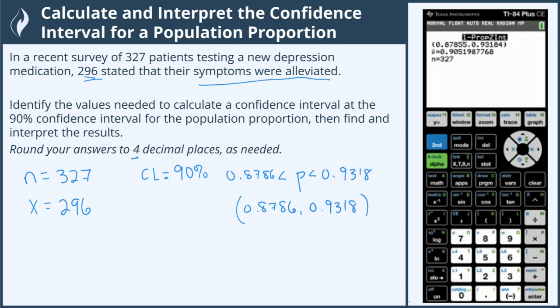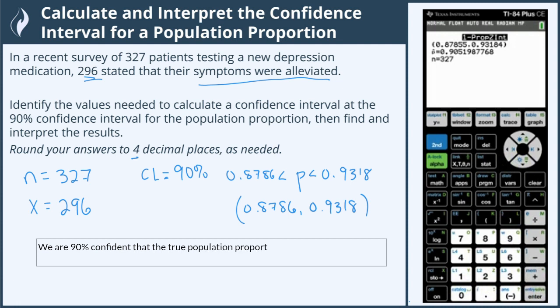We want to interpret. So we're going to say we are 90%, and I'll type this up, confident that the true population proportion of patients who take this medication and had alleviated symptoms is between 0.8786 and 0.9318.